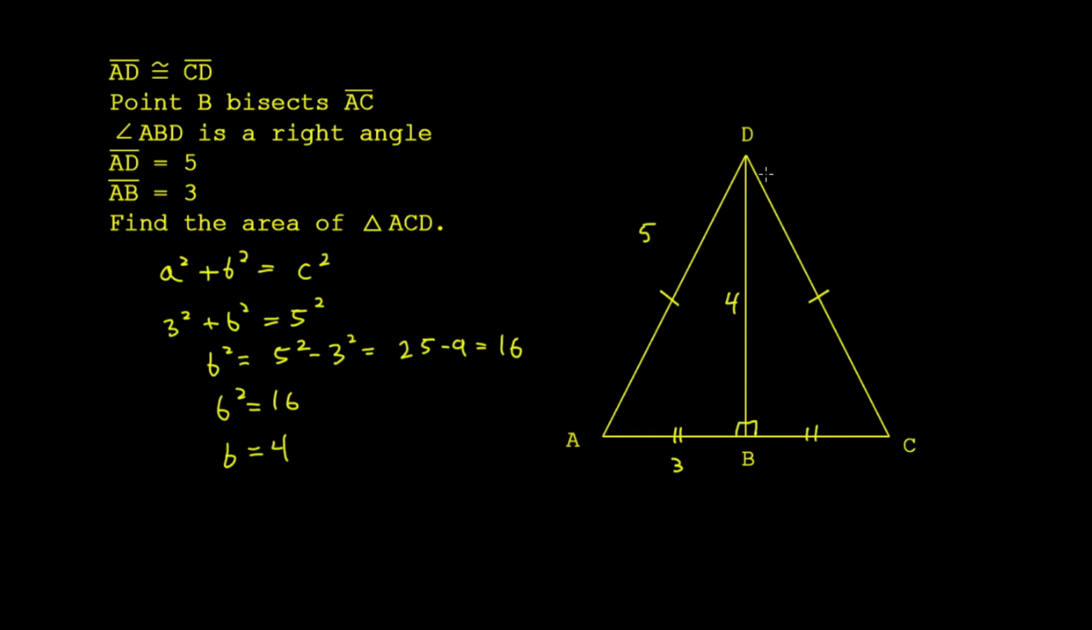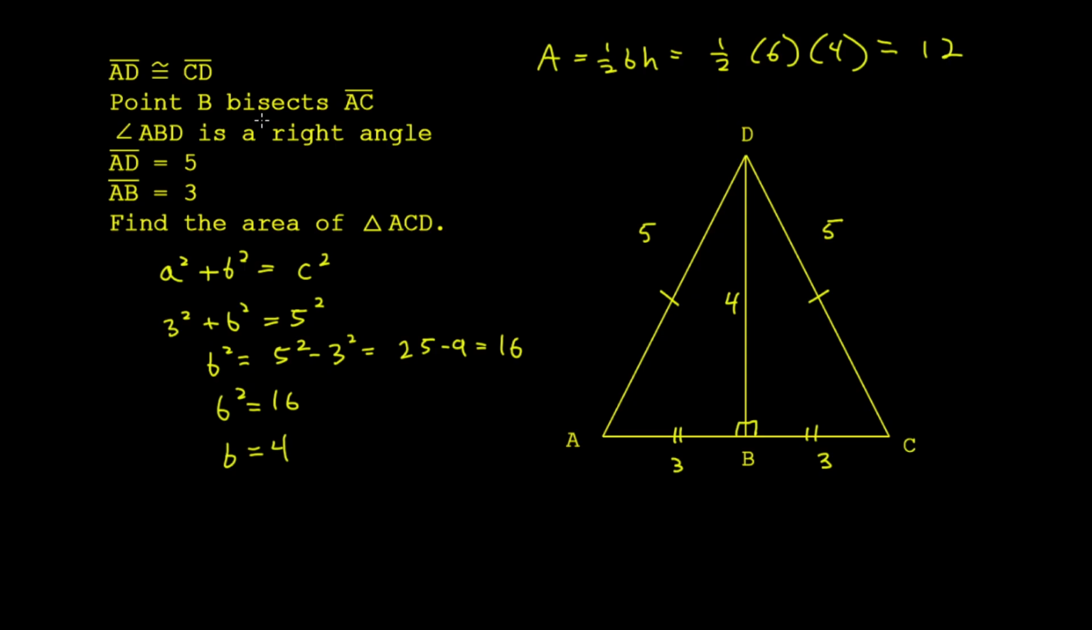So AD is congruent to DC, so this length is also 5. AB is congruent to BC, so that is also 3. DB is in both, so that's 4. So now the area of a triangle is 1/2 base times height, which in this case is 1/2 times 3 plus 3, which is 6, times 4, which is then 12.